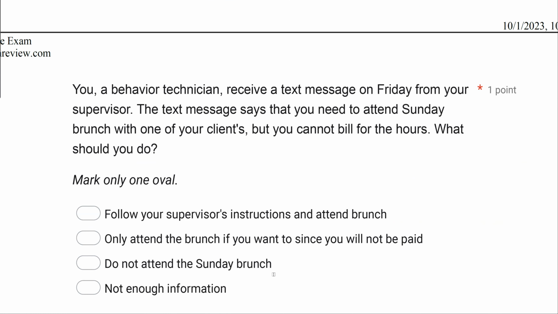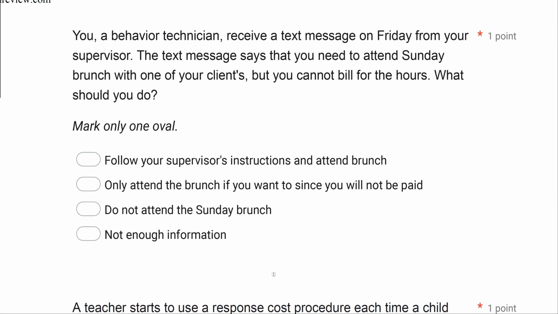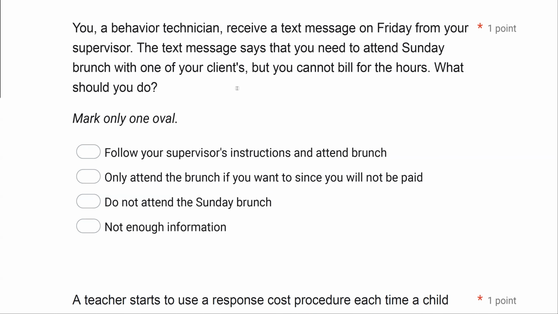You, a behavior technician, receive a text message on Friday from your supervisor. The text message says that you need to attend Sunday brunch with one of your clients, but you cannot bill for the hours. What should you do? Interesting question here, right? Kind of an ethical question. You're a behavior technician. You get a text message from your supervisor, and they say, well, you need to go to Sunday brunch with your client, but you can't bill.